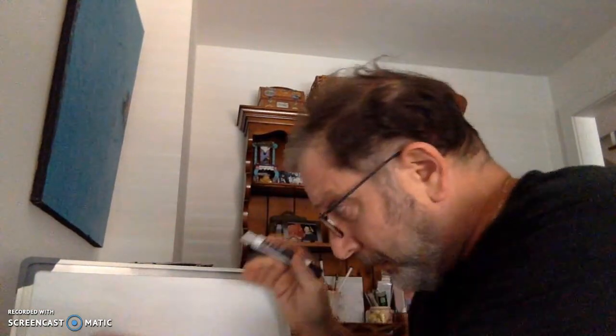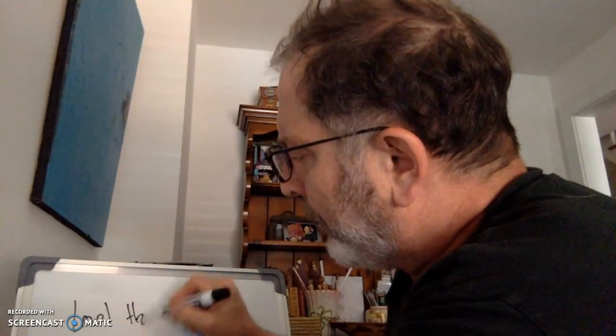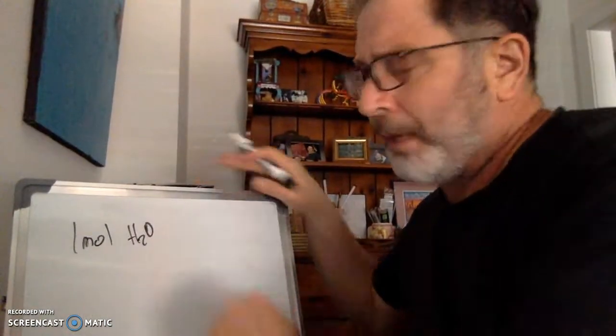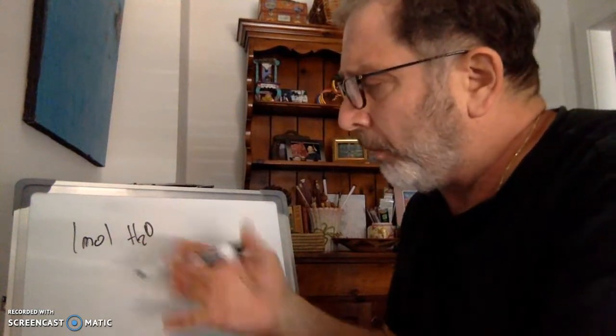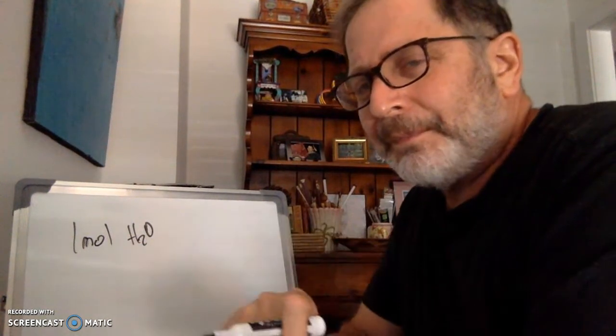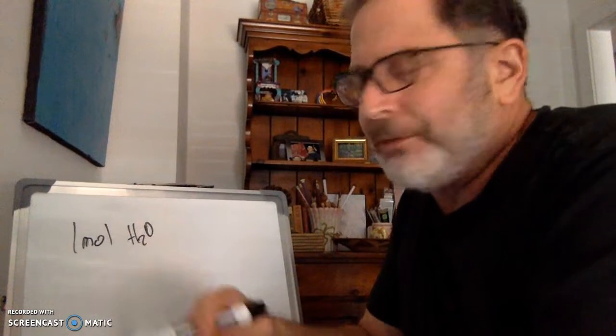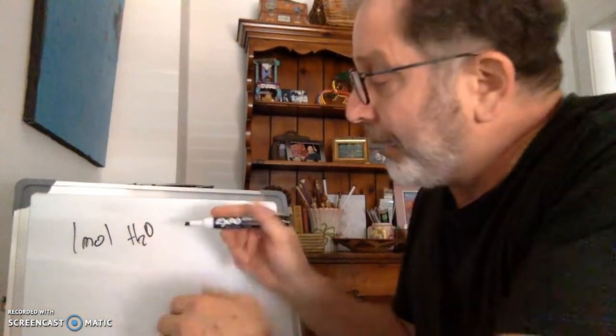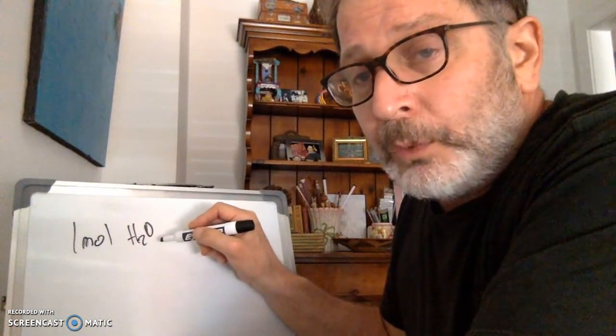Like, for example, if I have 1 mole of water molecules, that would be 6.022 times 10 to the 23rd water molecules, right? That would be 1 mole of molecules, right? But how many moles of hydrogen atoms would that be? How many moles of hydrogen atoms would be in 1 mole of water molecules?